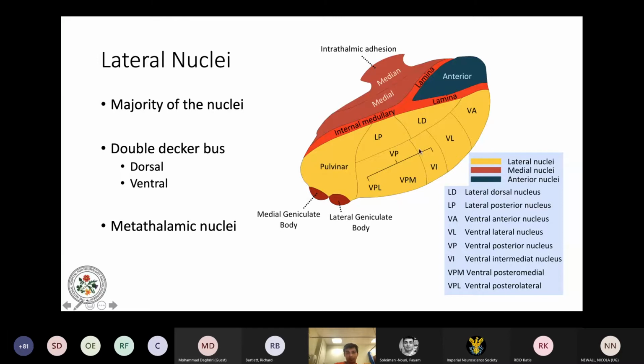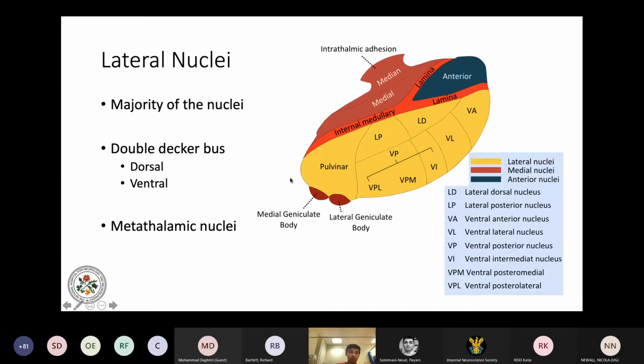Now into the biggest group, okay? So we've covered the anterior group, we've covered the medial group, we've covered the midline structures here. Now the lateral group. As you can see, there's a number of nuclei here. So a way of thinking about it, a lot of people do, is a double-decker bus. So this is the top level, this is the bottom level, the dorsal level and the ventral level. The ventral level, I think, is more important because you can delineate their function a bit more specifically.